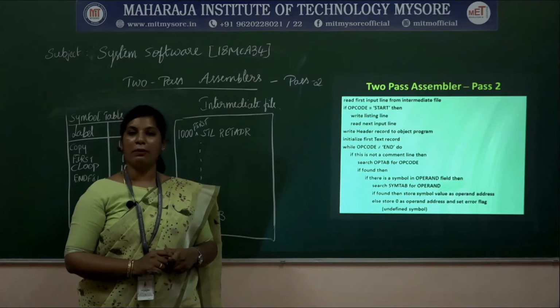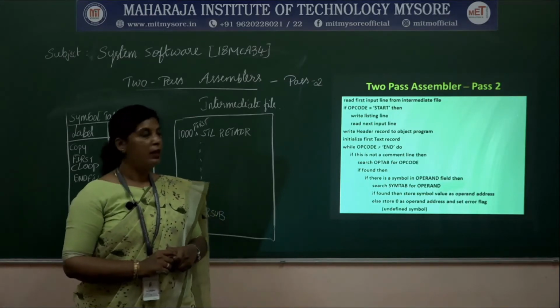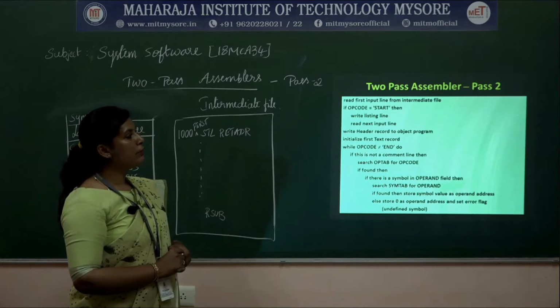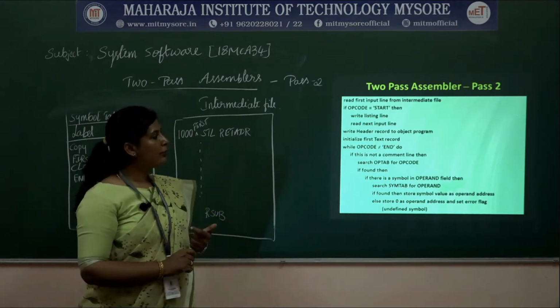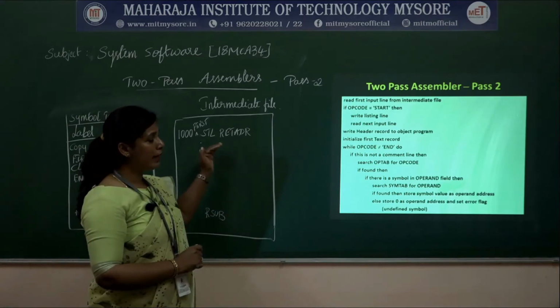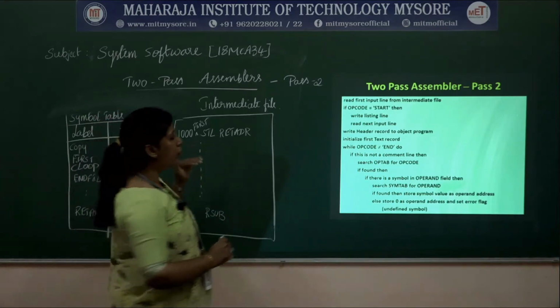So if it is relocation, some of the records will be added in future. Right. So here it is going to read the first input line from the intermediate file. If the opcode is equal to START, what it is going to do is write that listing line to the object file.